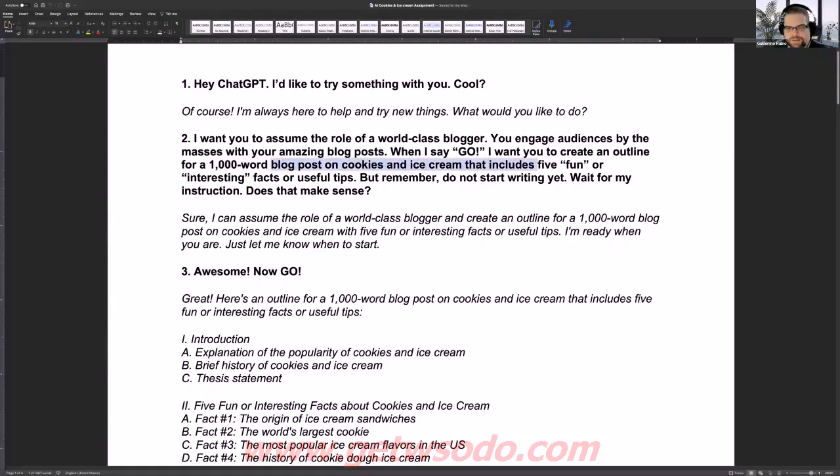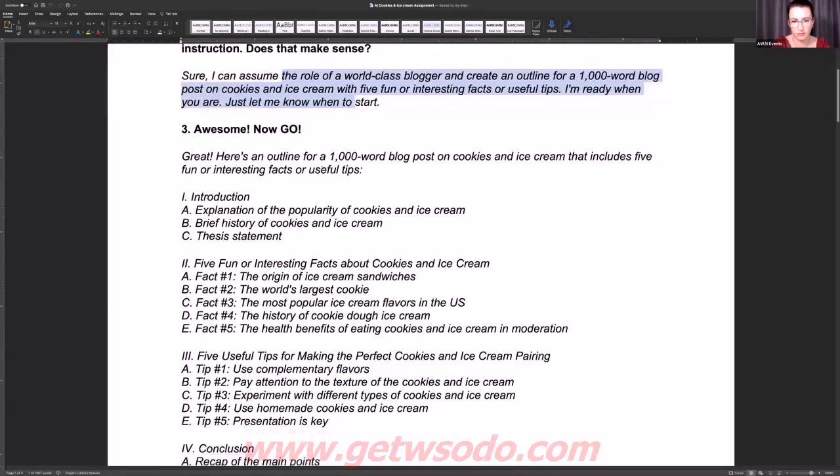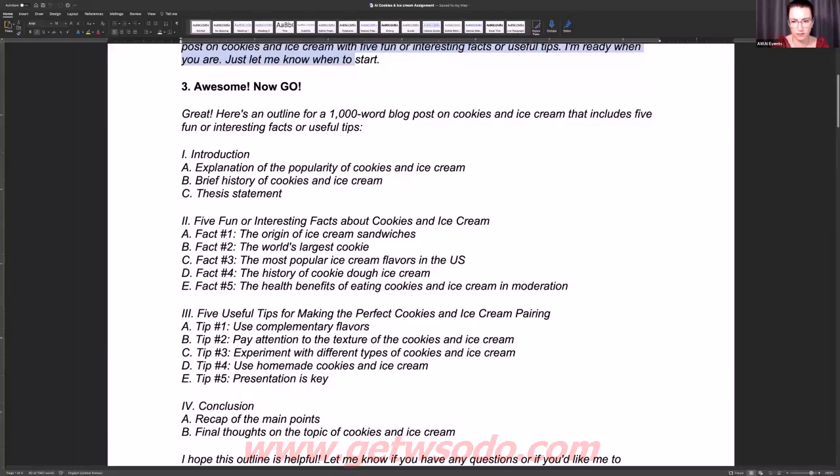All right, so cookies and cream includes 5 fun. All right, so we started with an outline. That's good.